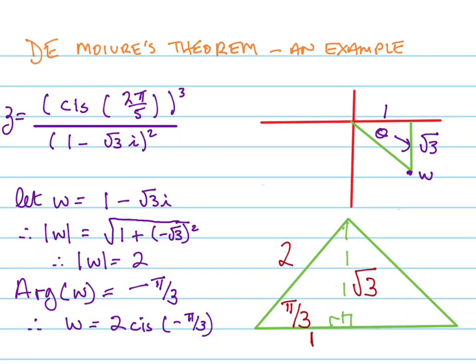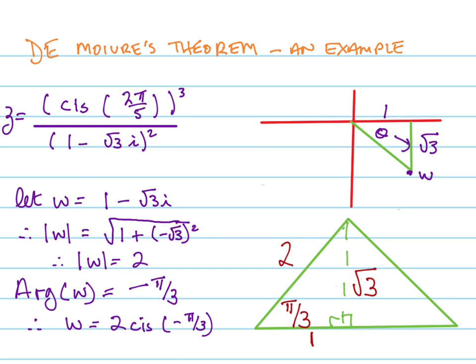Let's have a look at a problem featuring de Moivre's theorem and also division of complex numbers in polar form. Alright, so the first thing we note here is that we've got the numerator in polar form, but the denominator is in Cartesian form. So we need to convert the denominator to polar form.